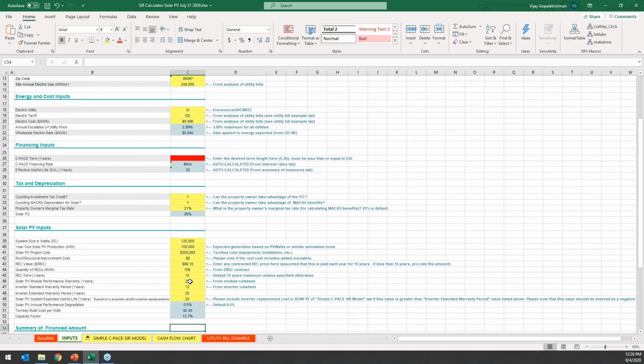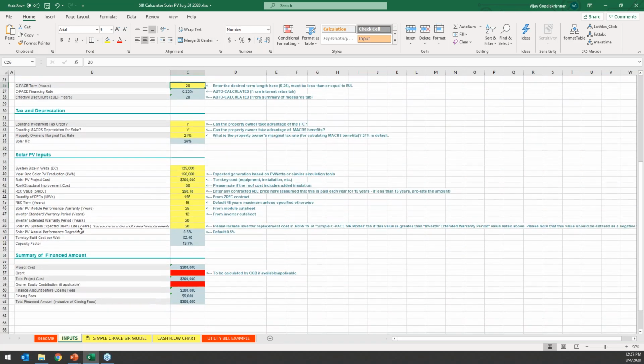So with that, we have the expected useful life for this project. It's 20 years. That's the limiting factor here, because the module has 25 years, but the inverter is limited to 20 years. So the CPACE term can be anywhere between 5 and 25 years, but it can never exceed the effective useful life of the project. So if this is 20 years and you enter 25 years, it's going to turn purple and strike through because it's not an allowable input. So you want to be either 20 years or below. So we're going to start with 20 years right here. And as you saw, that turned yellow, which means it's accepted as an input.